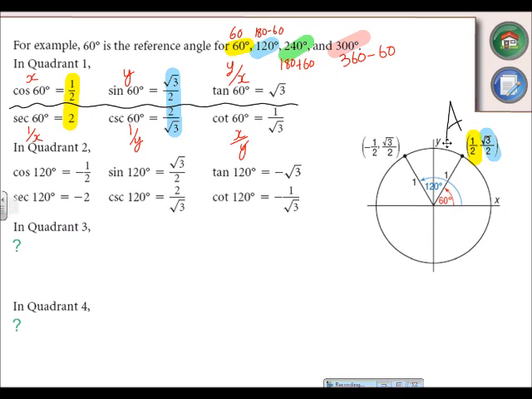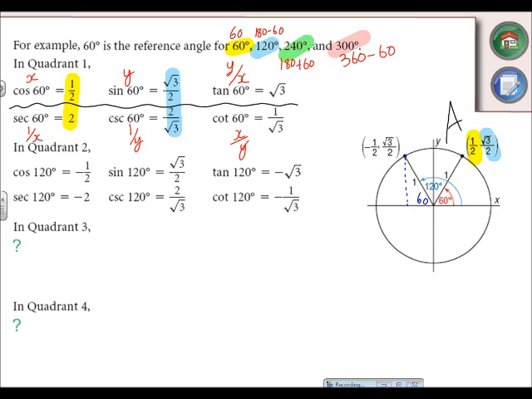Into quadrant 2. That's 120, or 180 minus 60. So that means there's actually 60 degrees inside. We made a triangle there. From the unit circle, we know it's negative 1/2 comma root 3 over 2. And we go through the same thing. Cosine is x, negative 1 over 2. Flip it, gives us secant. Sine, the y value, root 3 over 2. That's positive. Flip it, 2 over root 3. Tangent, root 3 over negative 1, or negative root 3.